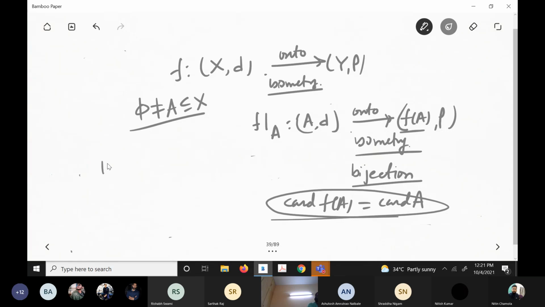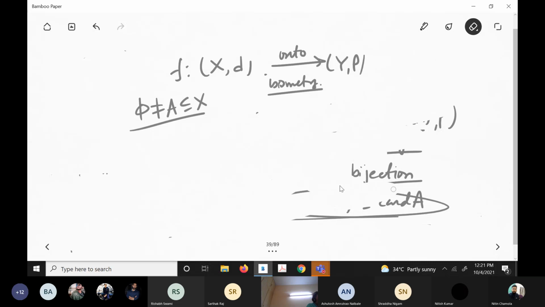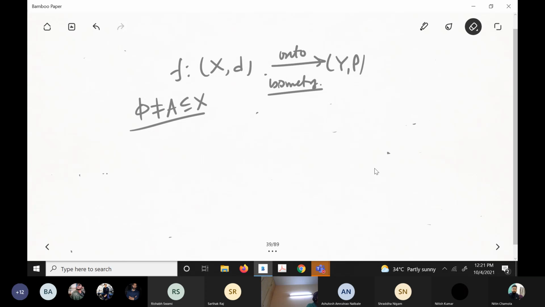When you go from R to C, all you have to check is this. Suppose this is an onto isometry. Now suppose you pick up a point x0 belongs to X, and y naught you call f of x naught.